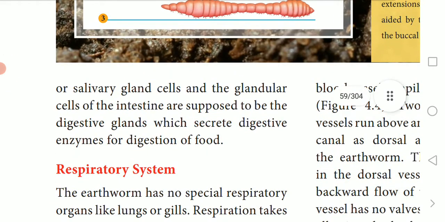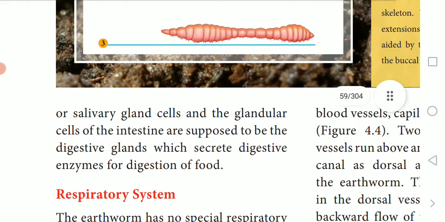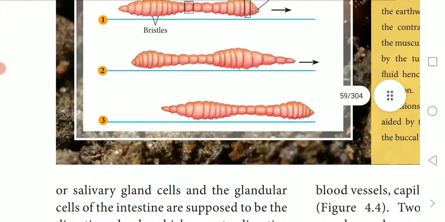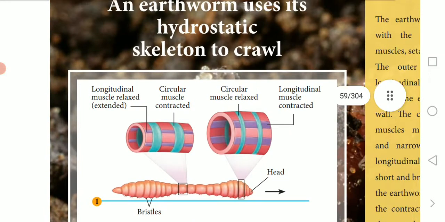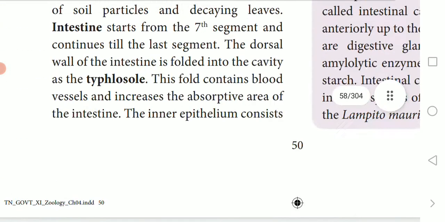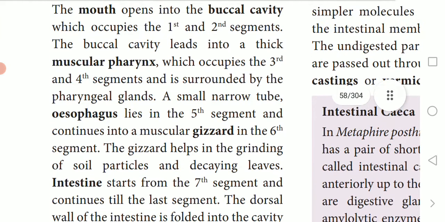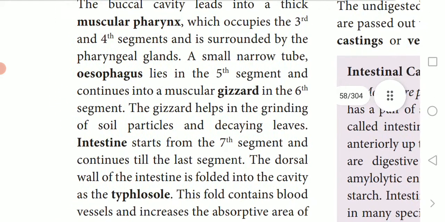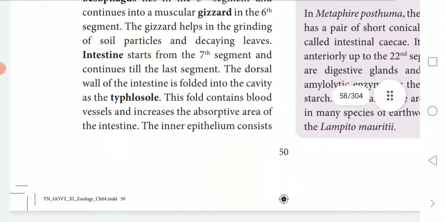Today we have seen the anatomy of the earthworm, how the digestive system of the earthworm functions, and also the earthworm's hydrostatic skeleton. Just go through these three topics.